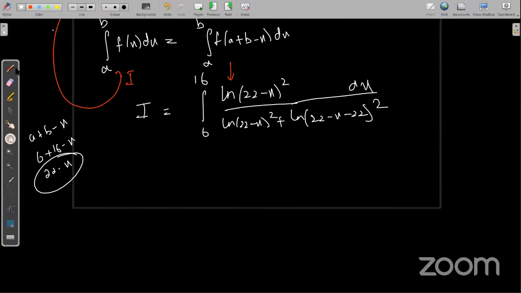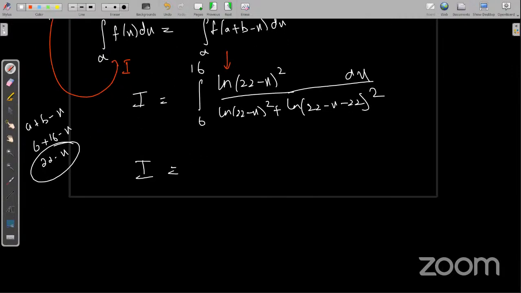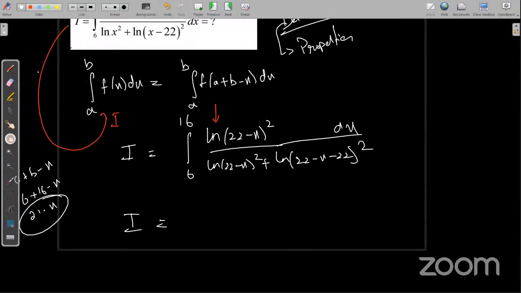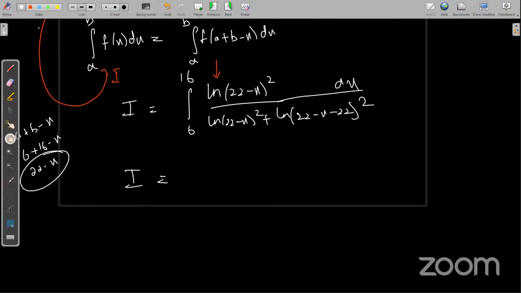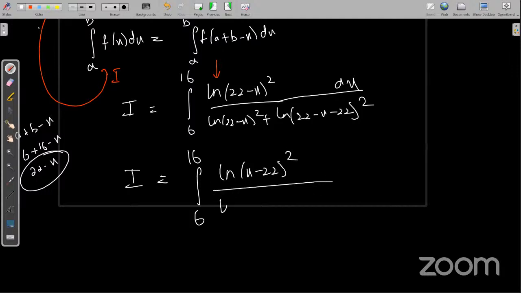So let us check it. I is equal to, what I can do is write it as integral 6 to 16 of 22 minus x. I can replace with x minus 22 because it is a whole square, and I want to remove my negative sign. So in the denominator I get ln of the same thing, x minus 22 whole square, plus, if you observe, my 22 and 22 are getting cancelled, as minus x whole square is the same as x square. I can write it as ln x square, right? So this is what we have.